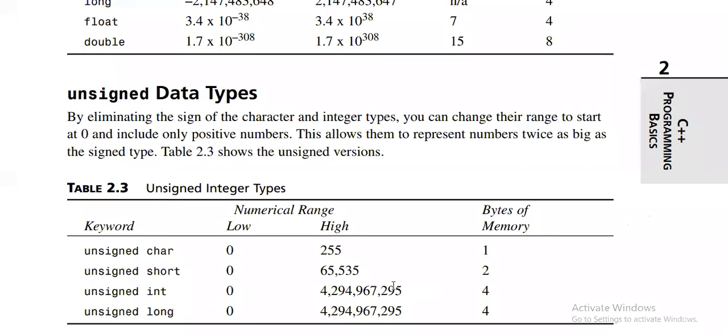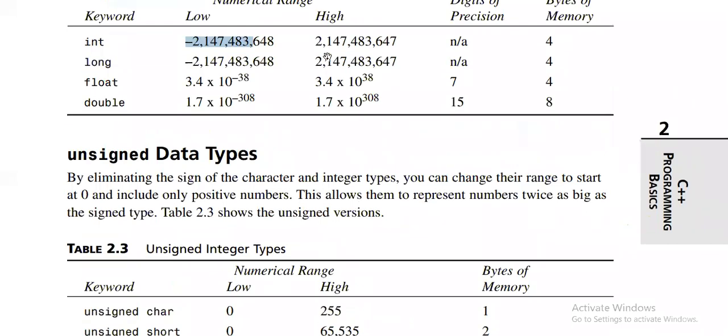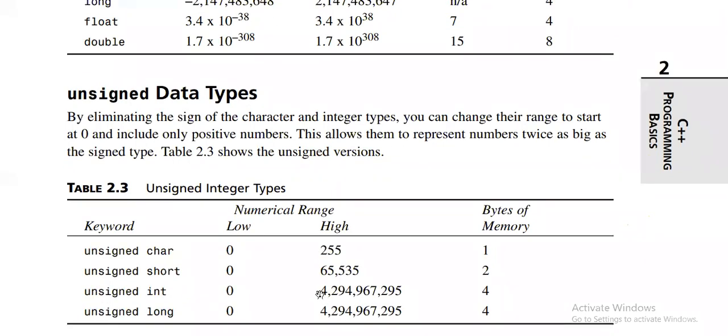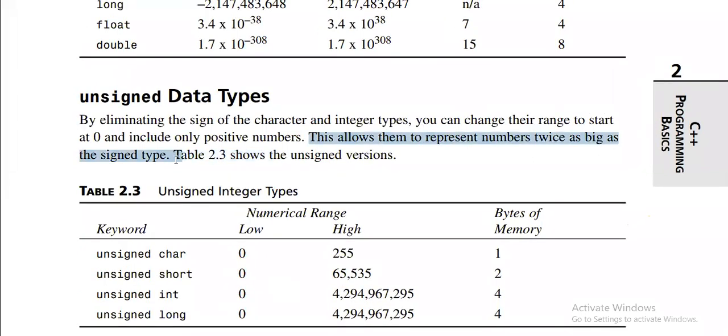What is the disadvantage of unsigned? The first disadvantage is that it doesn't allow negative numbers. But what is the advantage? It allows you to store double the positive number. You see, previously the highest possible value was this. Now if you multiply this by 2, you will get this. So this allows you to represent numbers twice as big as in the signed type. That is the advantage of unsigned data types. So sometimes if you face a program where you need to store a huge amount of positive integers, in that case you can use this one.